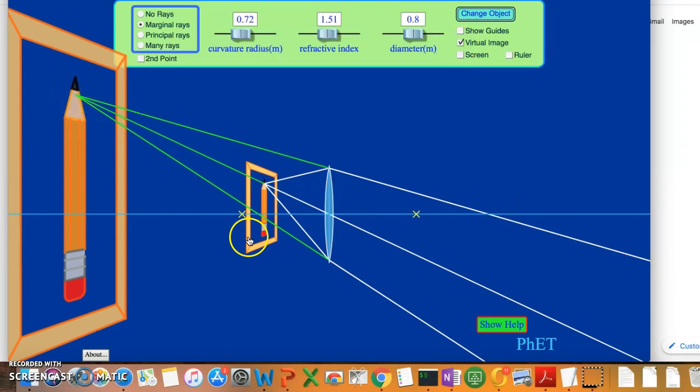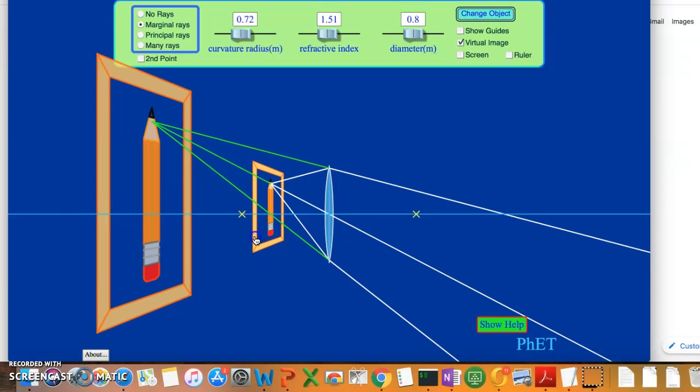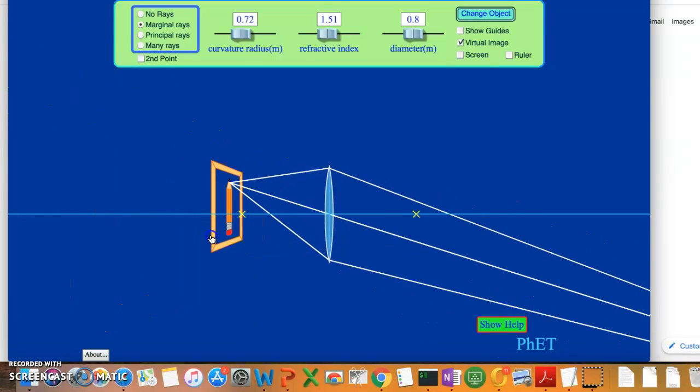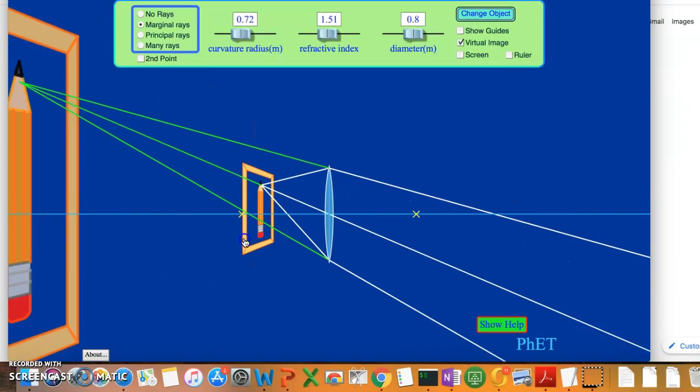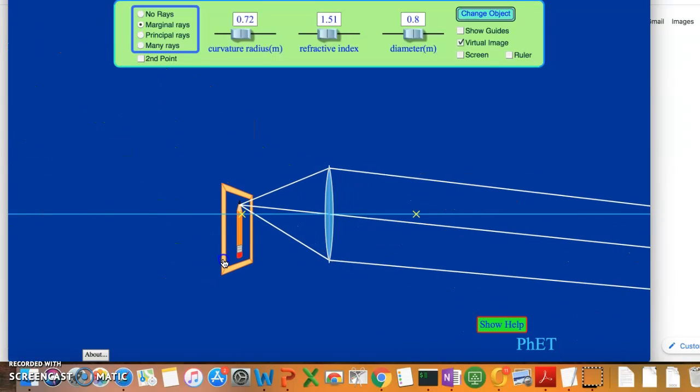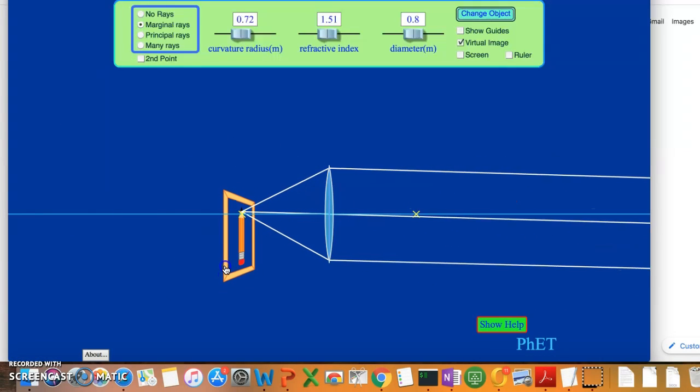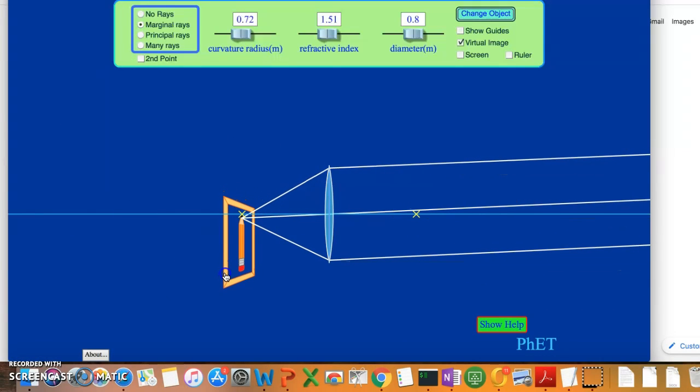So when you're inside the focal length, it's going to be a virtual image. So real image outside the focal point, virtual image inside the focal point, and when I'm at the focal point, look at what these rays are doing. They're more or less parallel, which means when you're at the focal point, there is no image, right?